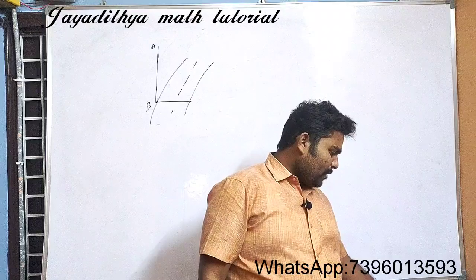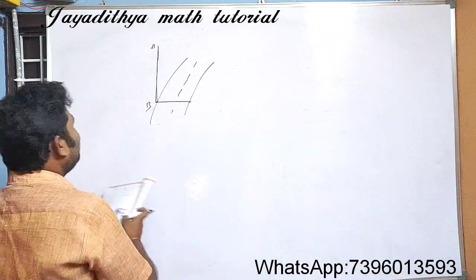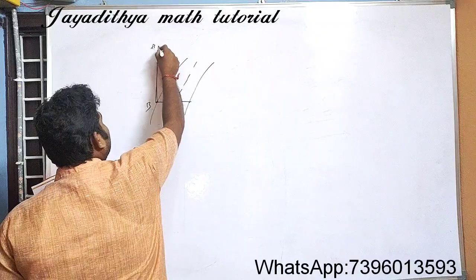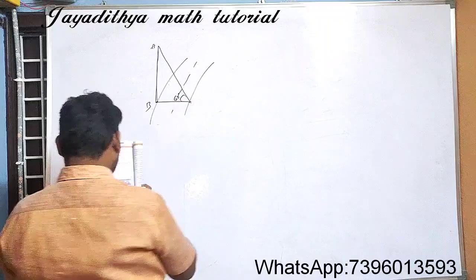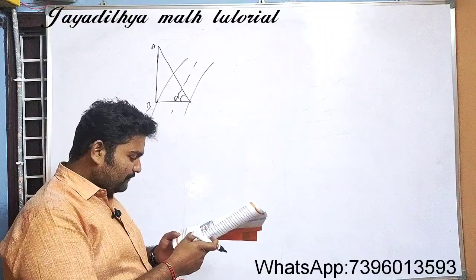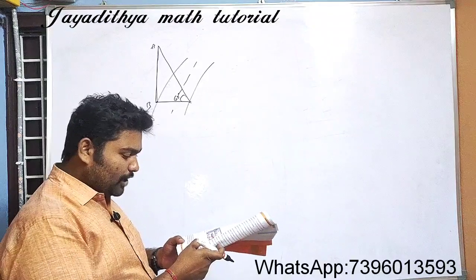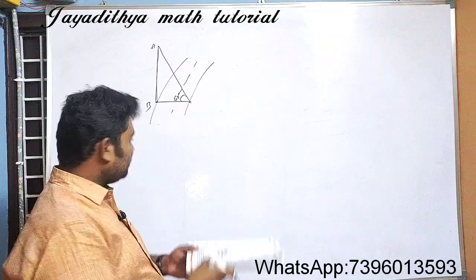the angle of elevation of the top of the tower is 60 degrees. Okay, from here the angle of elevation is 60 degrees. From another point 10 meters away from this point, on the line joining this point to the foot of the tower, the angle of elevation of the top of the tower is 30 degrees.